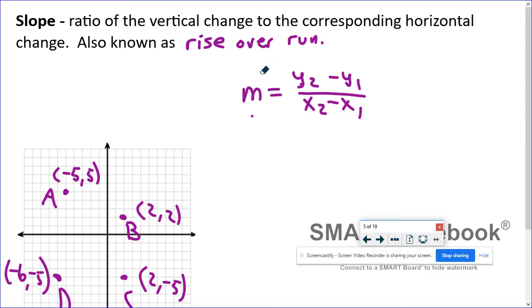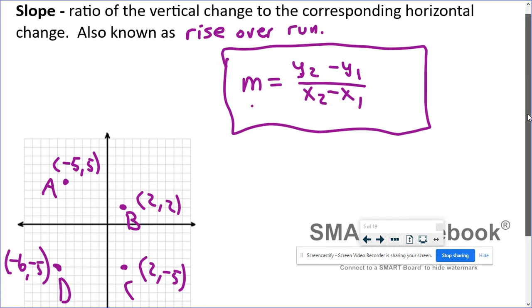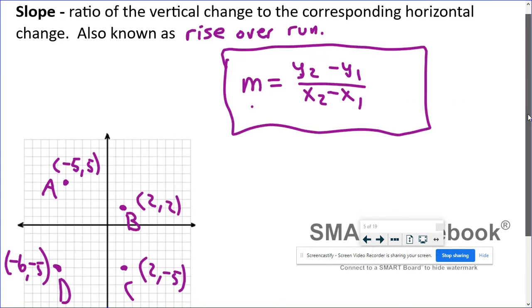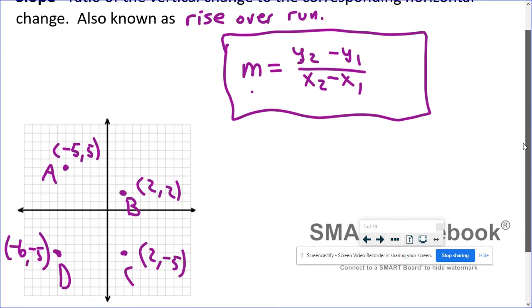Slope is considered the ratio of the vertical change to the corresponding horizontal change. You've also heard this described as rise over run. And here's the formula for slope. So y2 minus y1 over x2 minus x1, where x1, y1 are the coordinates of one ordered pair and x2, y2 are the coordinates of another ordered pair.